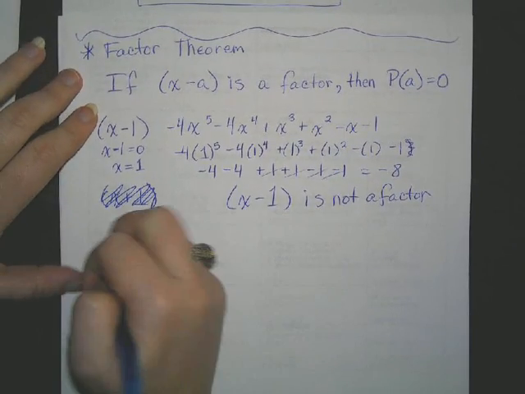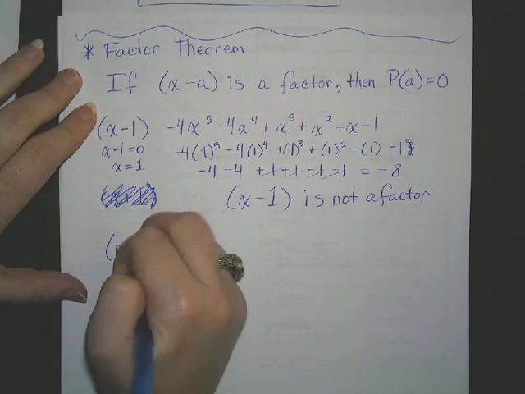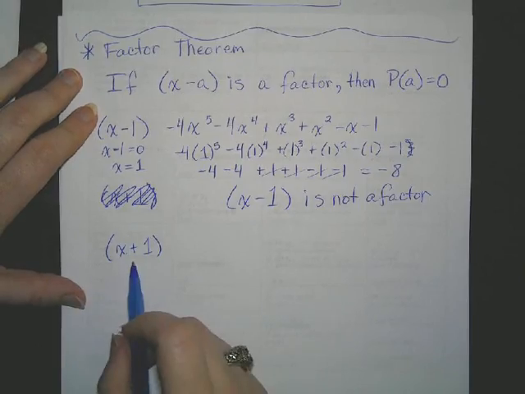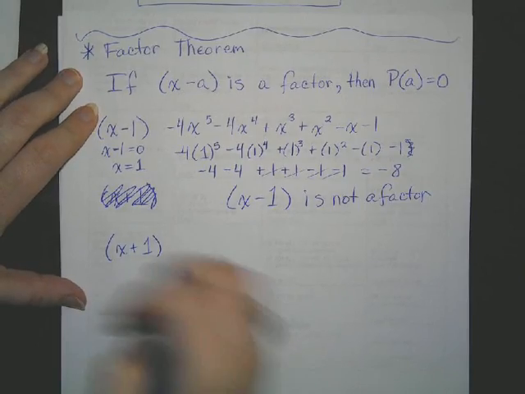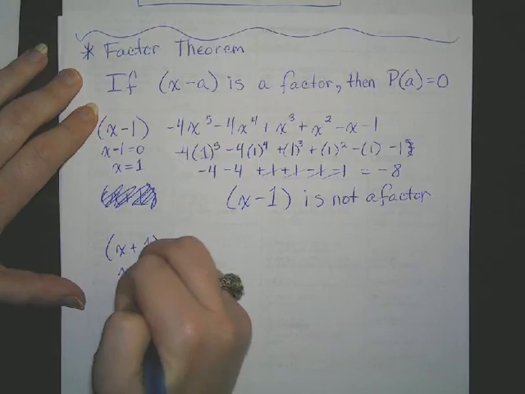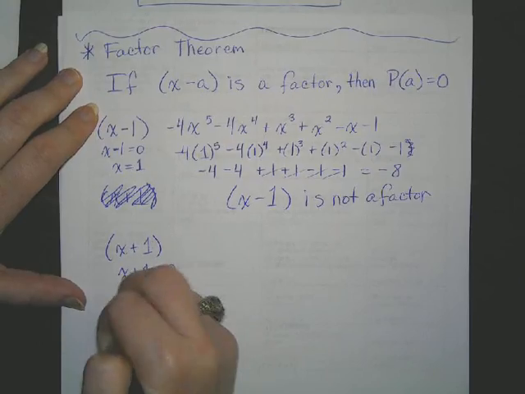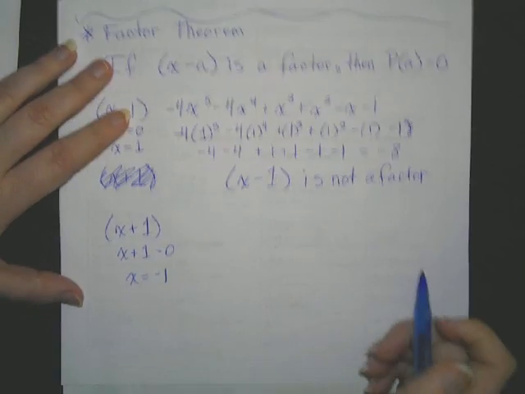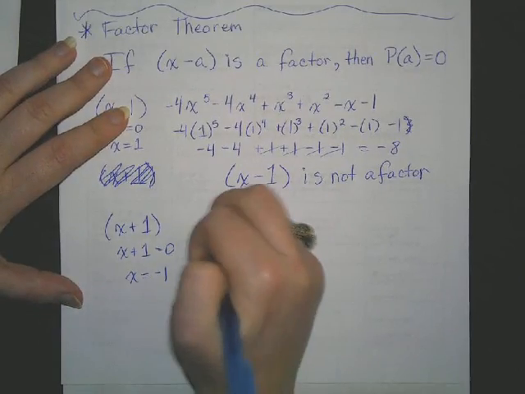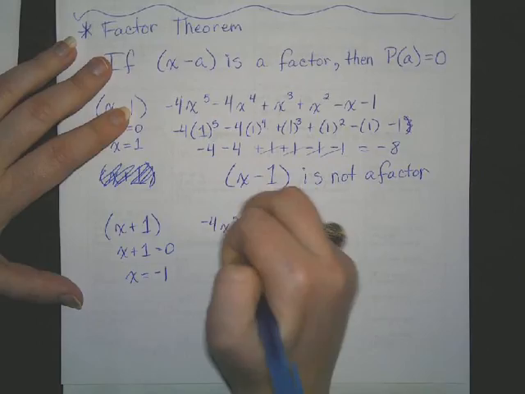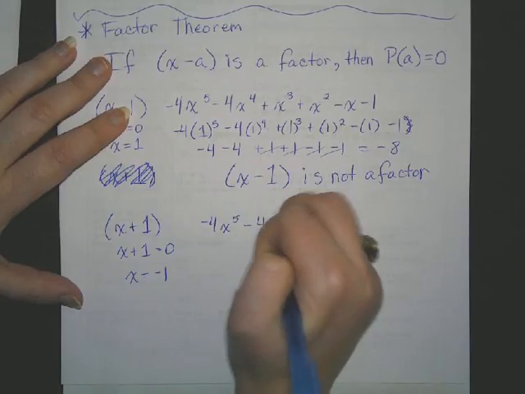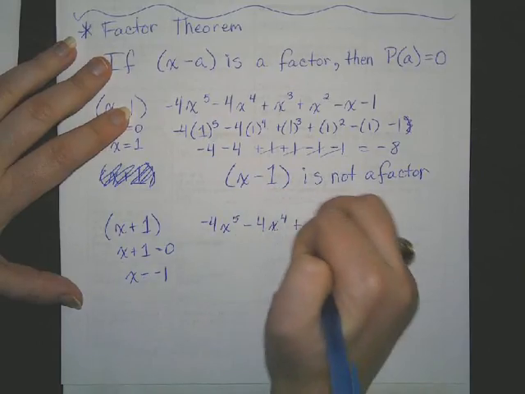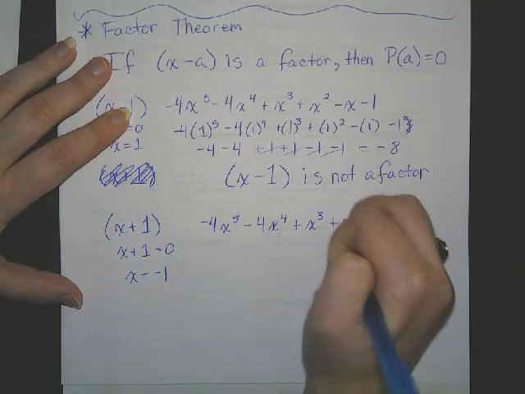So now let's double check. We got x plus 1 is a factor when we did the grouping. Let's double check and make sure. So I'm going to set that equal to 0 and solve. I get x equals negative 1. So let's plug that in. Let me write down the equation first so we can plug it in correctly. Plus x cubed plus x squared minus x minus 1.